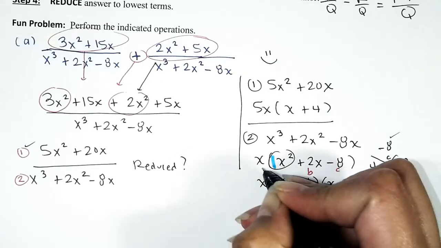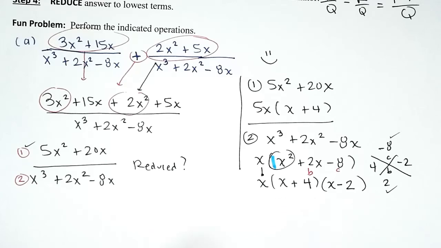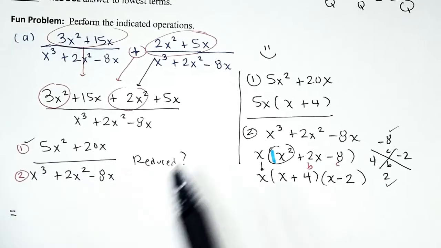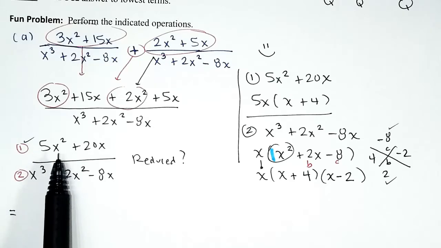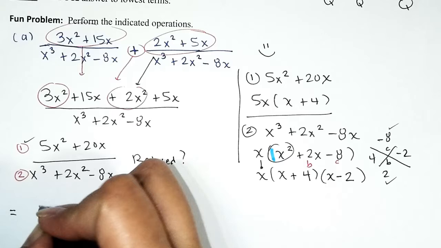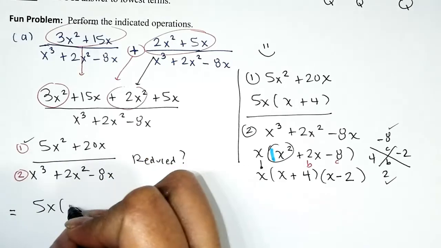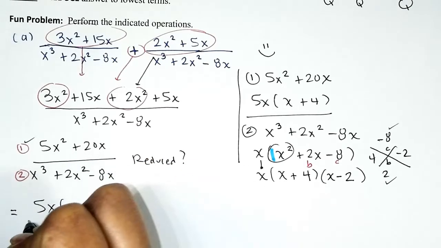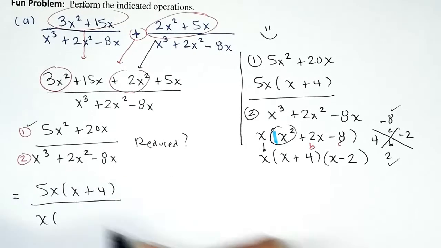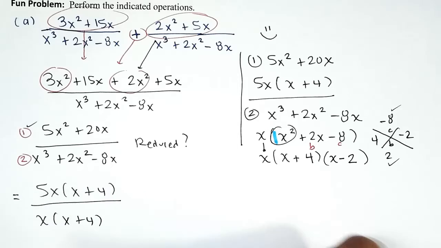Let's bring down the GCF. So I think we factored completely. Let's go back to our solution and write the numerator and denominator in factored form. So the numerator, thanks to our hard work, when we factor it completely, gives us 5x times x plus 4, and that's all over the denominator, which in factored form is x times x plus 4 times x minus 2.